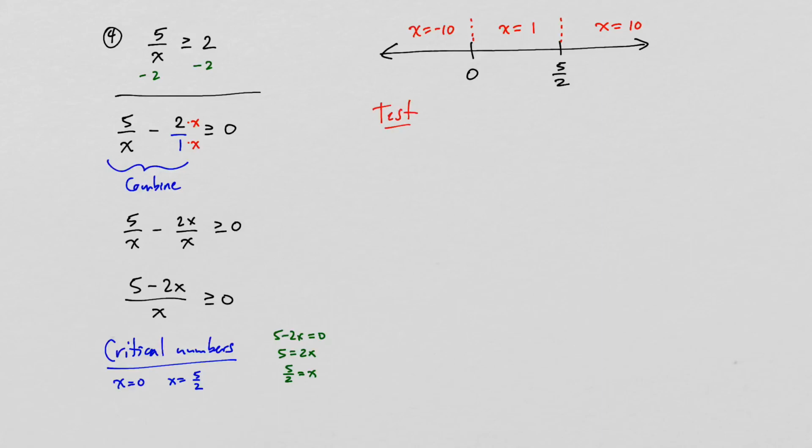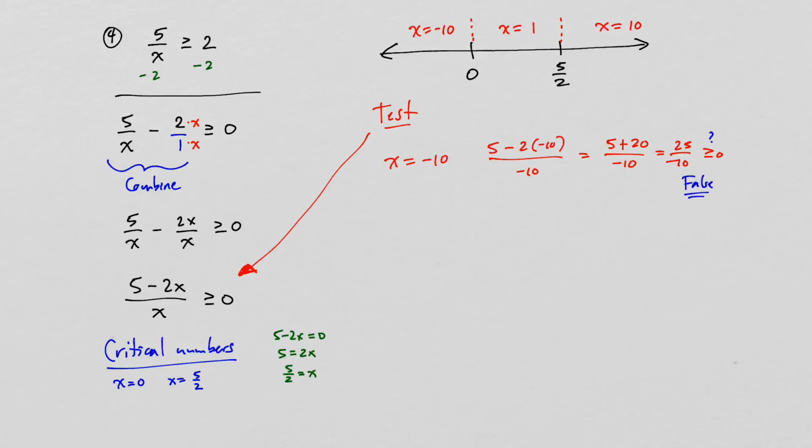Now the testing works the same way. You just plug those numbers into, I would plug them into here. It's the easiest place to test it. And so when you plug in negative 10, you get 5 minus 2 times negative 10 divided by negative 10. This is 5 plus 20 divided by negative 10, which is 25 divided by negative 10. Is this greater than or equal to 0? No, this is false. It's not greater than or equal to 0. So we will not be shading in this interval.